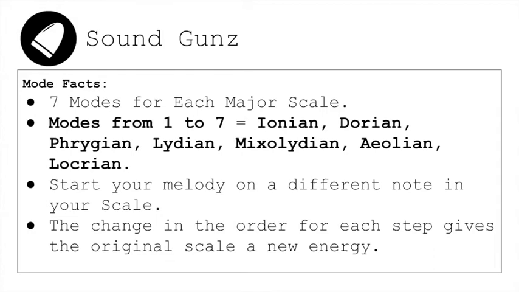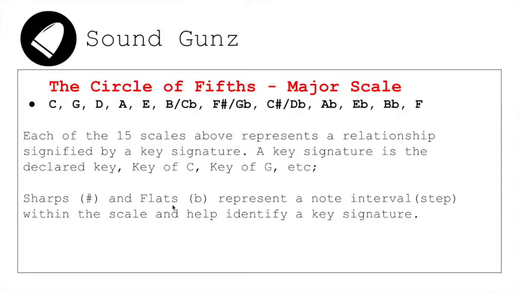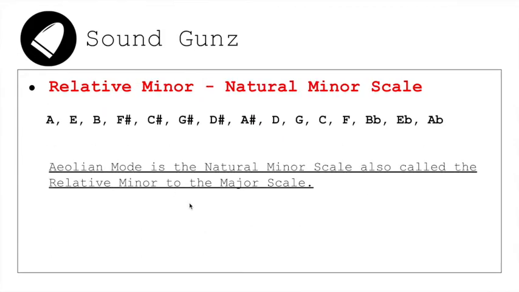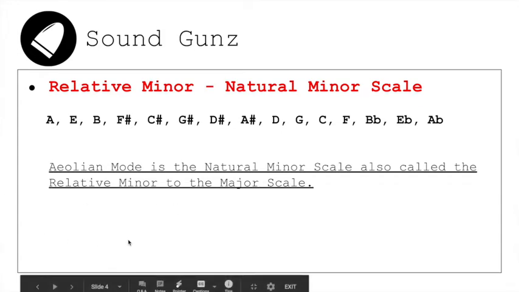The key takeaway from this video is this. For every major scale you select, the sixth mode, the Aeolian mode, is the natural minor scale for every scale available in the circle of fifths and the major scales. So for every major scale, the Aeolian mode is the natural minor scale.